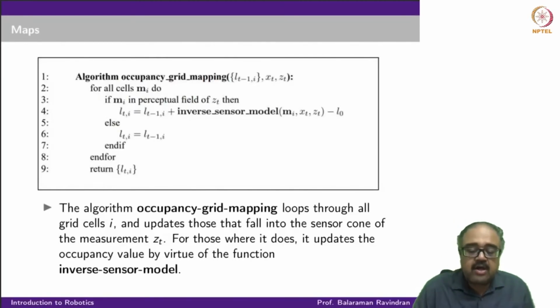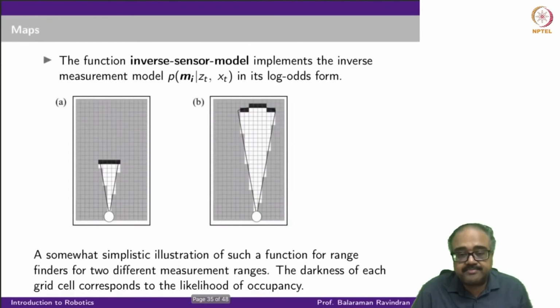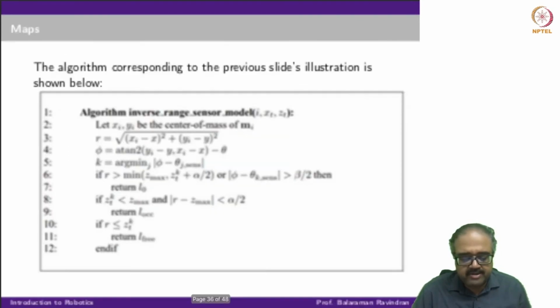Instead of saying the log odds of the inverse model, I can just say the inverse model here and learn the inverse model in terms of the log odds. Here you can see that everything that is white means it is free, everything black means it's occupied, everything gray means I don't know really. So how do we go about doing this?